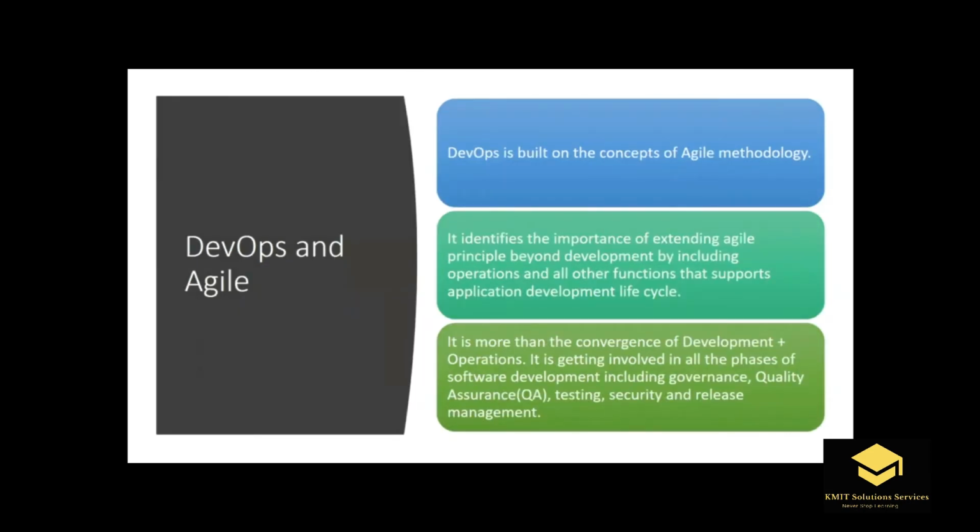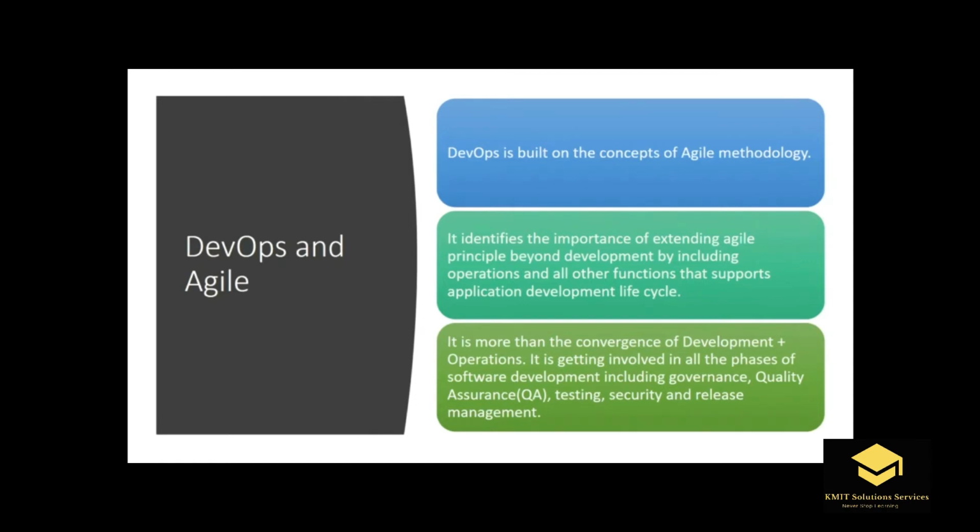DevOps and Agile. DevOps basically took advantage of the Agile methodology. It is built on the concept of Agile methodologies. It identifies the importance of extending Agile principles beyond development by including operation and all other functions that support the application development lifecycle. So up till development, it is Agile. After that, it extends it.